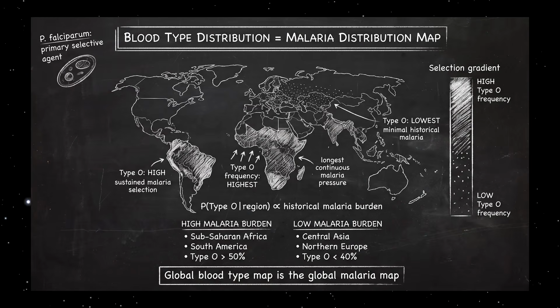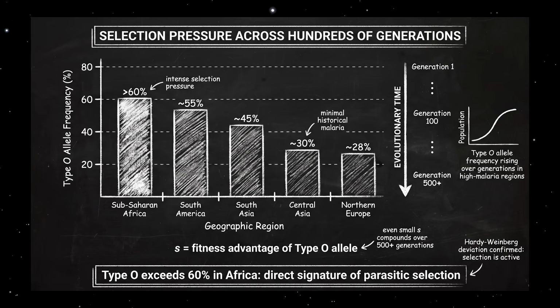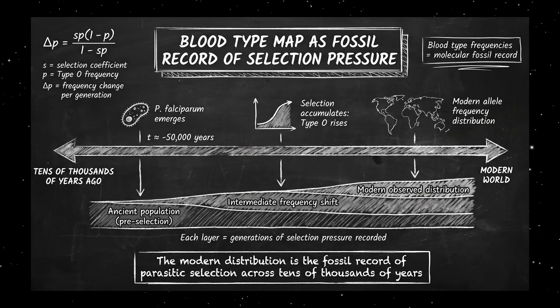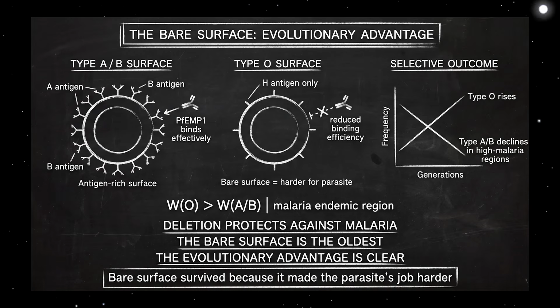Global distribution of blood types is the malaria map. Type O frequency is highest in sub-Saharan Africa and South America, the regions with the longest continuous malaria pressure. In parts of sub-Saharan Africa, type O frequency exceeds 60%, reflecting intense selection pressure across hundreds of generations. Type O frequency is lowest in Central Asia and Northern Europe, regions with minimal historical malaria. The blood type map of the modern world is the fossil record of parasitic selection pressure across tens of thousands of years. The bare surface survived because the bare surface made the parasite's job harder in the regions where the parasite killed the most people.